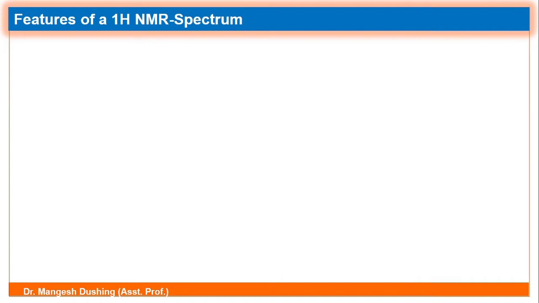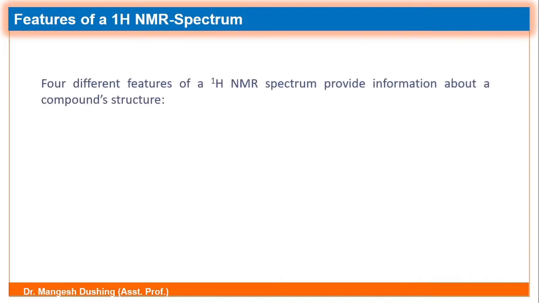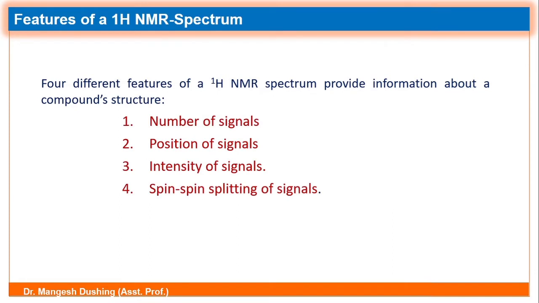While in NMR spectroscopy, what types of information are we getting from this spectroscopy? The four different features of the H1 NMR spectrum provide information about compound structures. Those features are the number of signals. This number of signals indicates the number of types of protons present in the molecule. Then the position of the signals. Depending upon the positions of the signals, we can understand the location of those particular protons in the molecule.